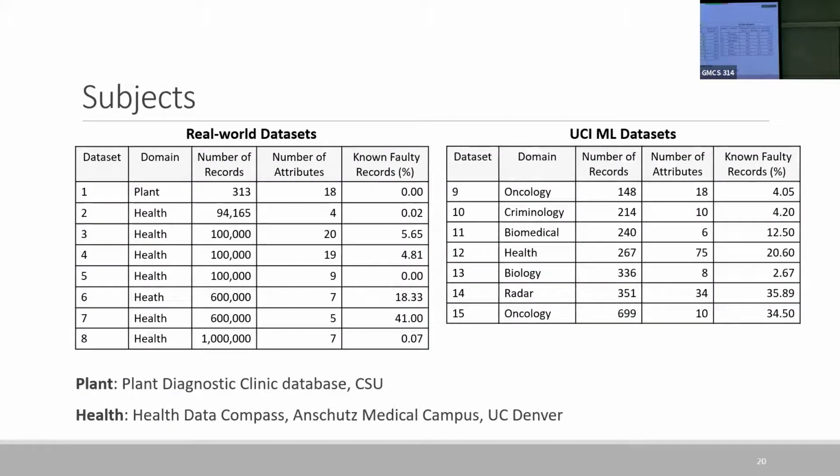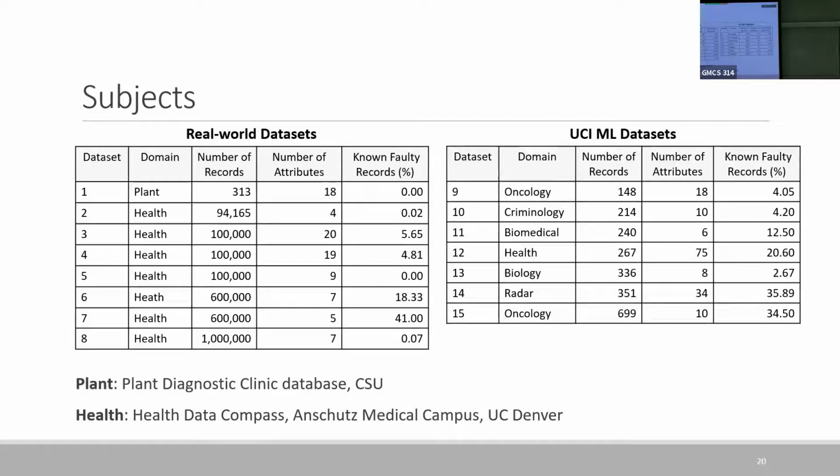The subjects that we used for this study were based on both real-world data sets as well as some available data sets on the UCI ML repository. The real-world data sets were pulled from the plant and health domain. The health data set was from Health Data Compass at Anschutz Medical Campus at the University of Colorado, Denver, and included data from UC Health as well as Children's Hospital of Colorado. The other data set was from the Plant Diagnostic Clinic database at Colorado State University.